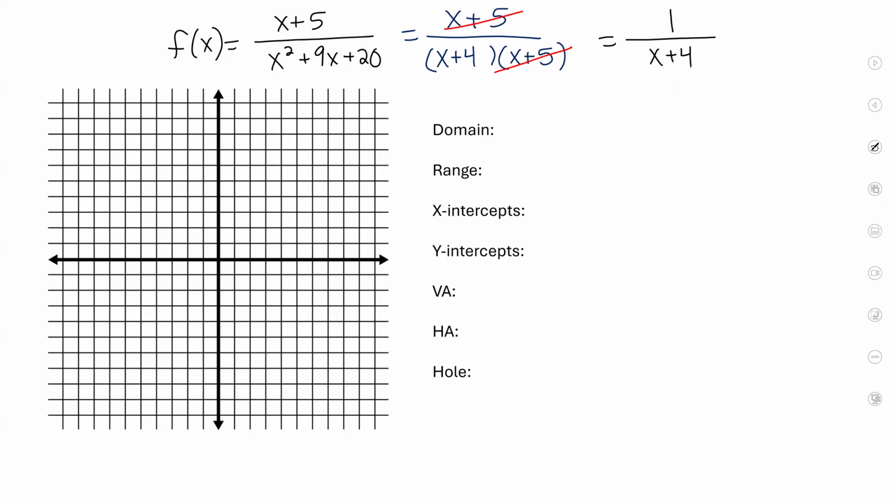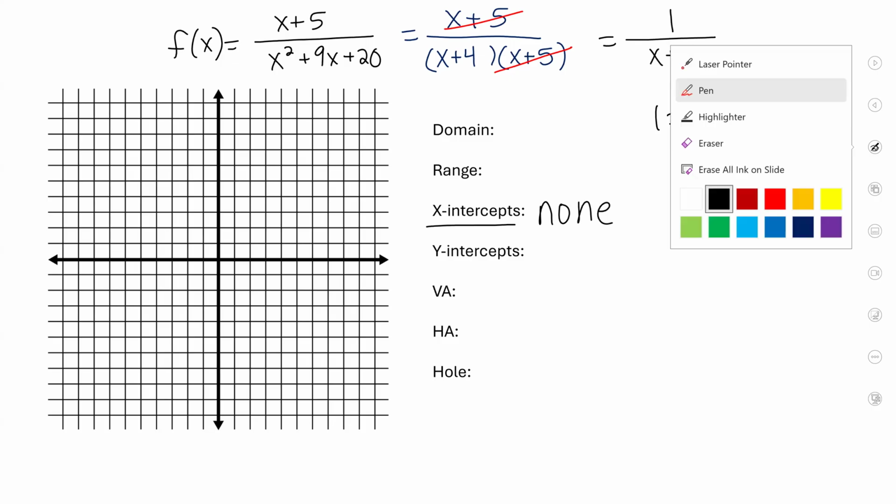Okay, so let's start finding our items. How do I find the x-intercepts? Yep, set the top to 0. So I get 1 equals 0. Does that make sense? Okay, so there are no x-intercepts.